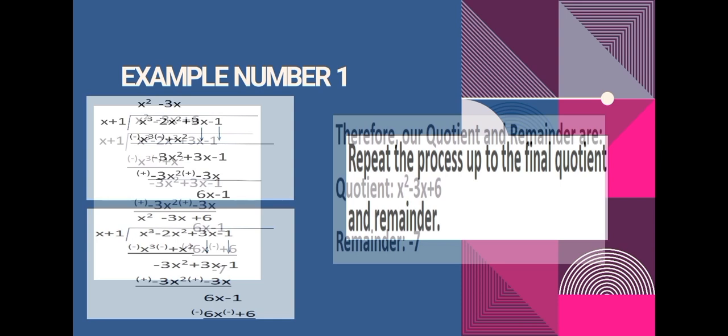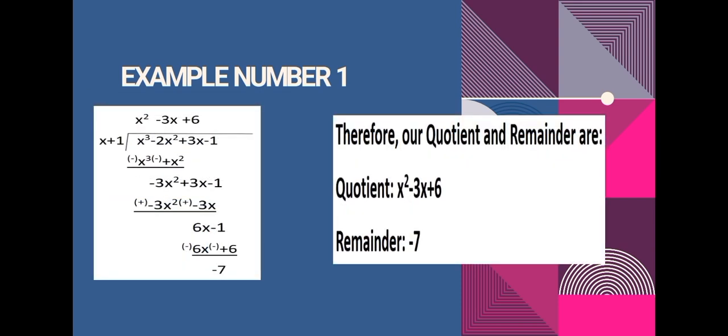Now we change the sign. Since 6x is positive, we will change it to negative, and 6 is also positive, so we change it to negative. Now we subtract. 6x minus 6x is equal to 0, and negative 1 minus 6 is equal to negative 7. Therefore, our quotient is x squared minus 3x plus 6, and our remainder is negative 7.